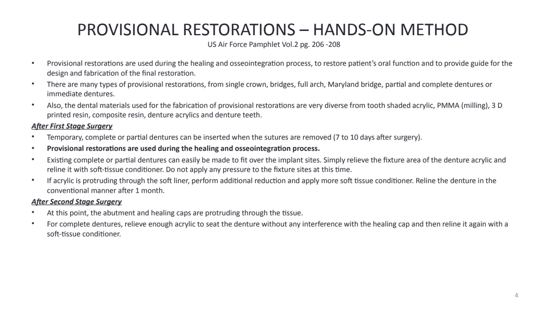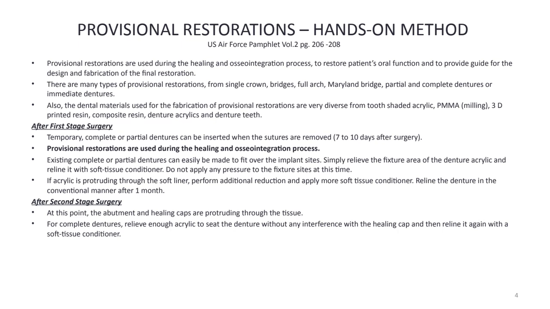After the second stage surgery, at this point, the abutment and the healing caps are protruding through the tissue. So in other words, the implant was placed in the first stage surgery, and at the second stage surgery, the temporary abutments or the healing caps are placed in the patient's mouth to allow for reshaping of the gum and to protect the implant site to allow for the osseointegration process to take place.